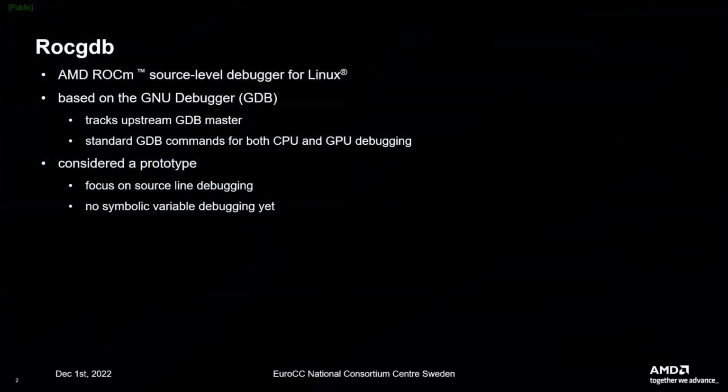So ROCgdb, or the AMD ROCm debugger, is a source level debugger for Linux, and it is based on the GNU debugger, the GDB. So it tracks the upstream GDB, and all the standard commands, if you're already aware of how we use GDB, also apply here. And what is good is that you can do both CPU and GPU debugging using this tool. It is considered a prototype because most of the changes here keep track of the upstream, and it keeps focusing on source line debugging, but there is no symbolic variable debugging yet available in ROCgdb.